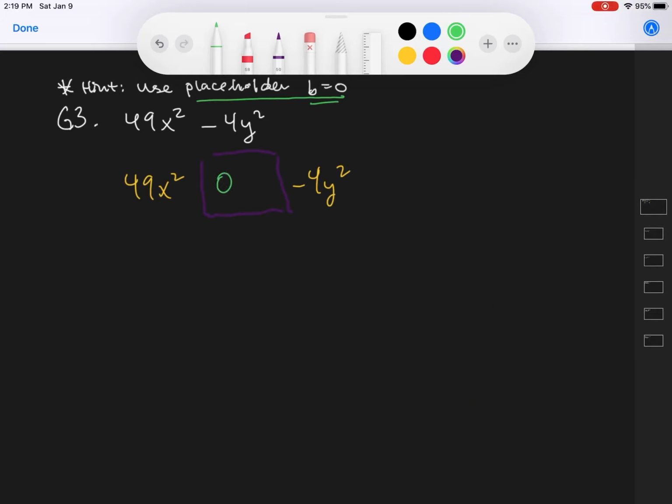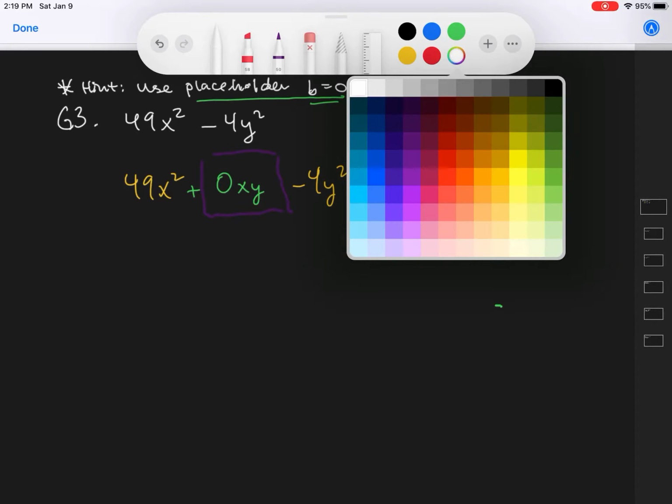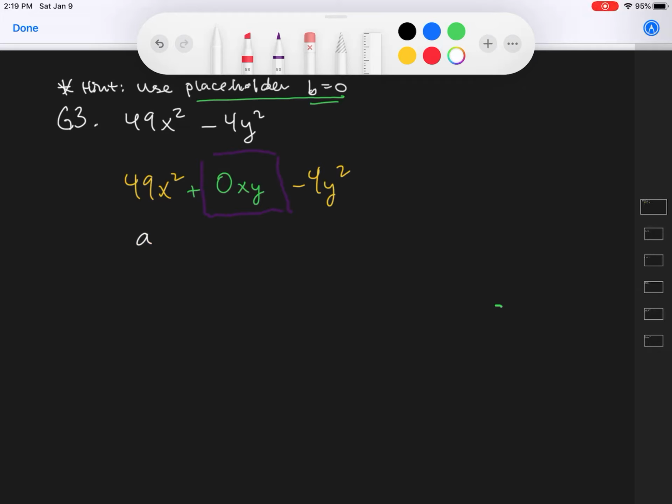Okay, now this is a 2 variable, so I would choose xy. And it doesn't matter if you do plus or minus. Okay, so how would you do this problem? You're going to do the same exact thing that you normally would do. So I'm just going to say this is my A, B, and C. A is equal to 49, B is equal to 0, and C is equal to -4.